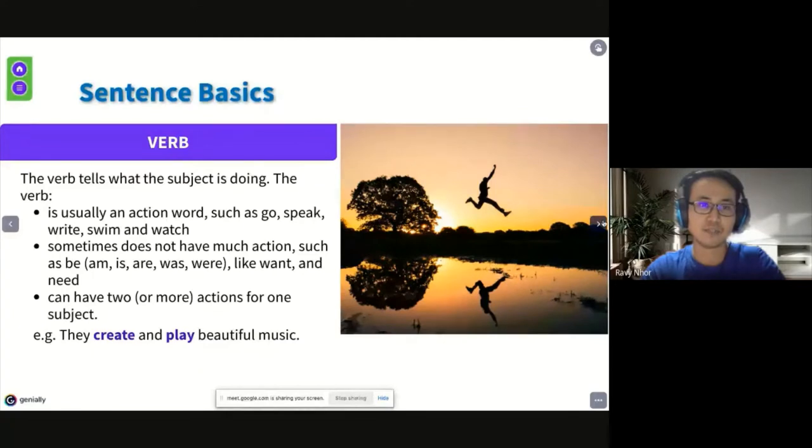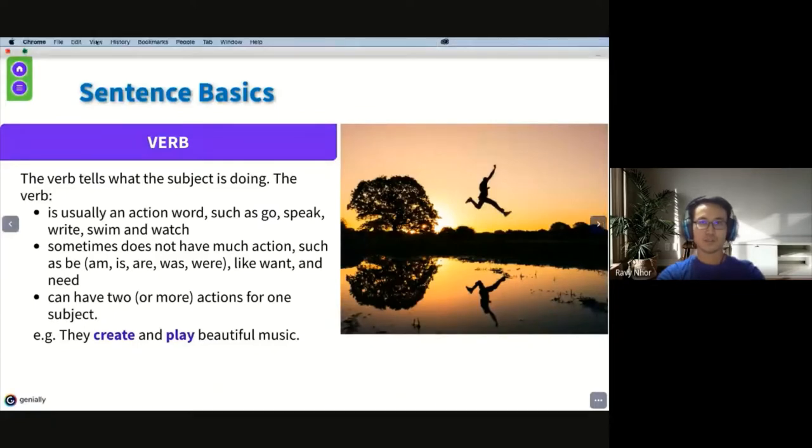These are the two types of words. For the verbs that do not have much action, we have such as be, am, is, are, was, were, and then like, want, or need. These verbs have less action. It means that you cannot see it directly. The verb want, for example.